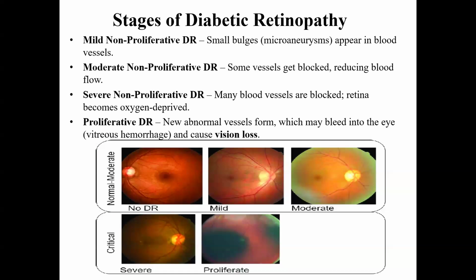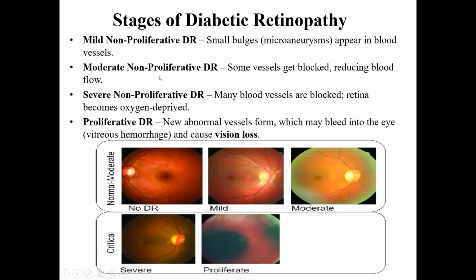So when it comes to mild non-proliferative diabetic retinopathy, what we see in the human retina is small bulges. Basically, we call it an aneurysm. An aneurysm is a bulge in a clogged artery. Small bulges, which we call microaneurysms, appear in the blood vessels that run in our eye.